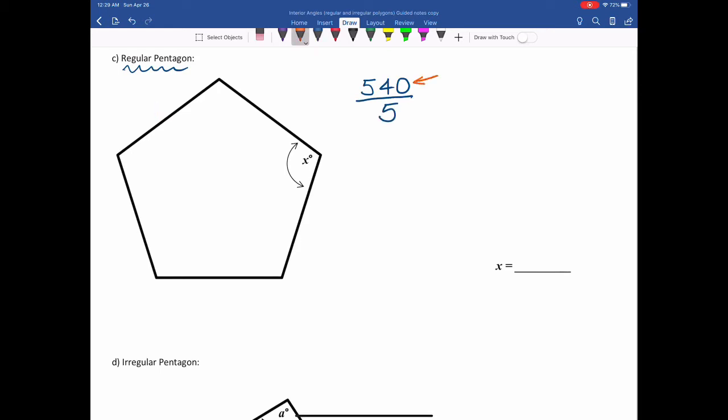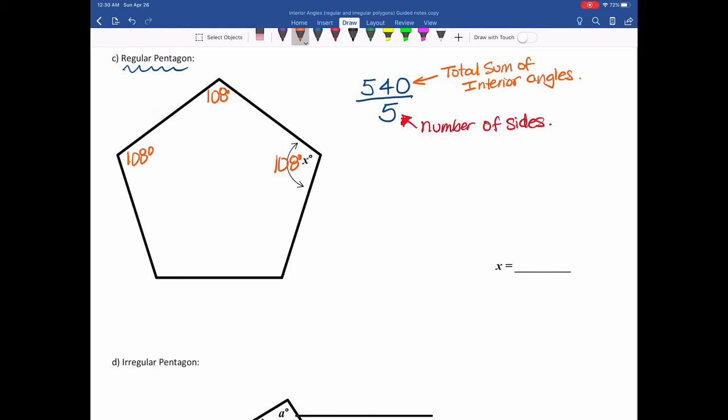I'll be a little bit more systematic about this. Let's talk about what these numbers mean. The top number represents the total sum of the interior angles. And the bottom number, the number that we're dividing by, represents the number of sides. It also represents the number of angles. Doesn't matter how you think of that, because the number of sides will always be equal to the number of angles and vice versa. All right, so 540 divided by 5 will tell you what one of those angles equals. And you get 108. So every one of these angles is 108.